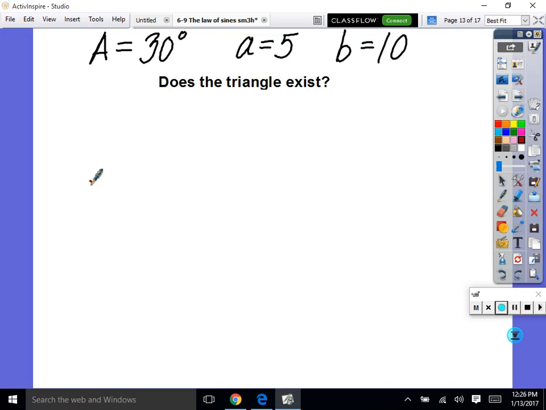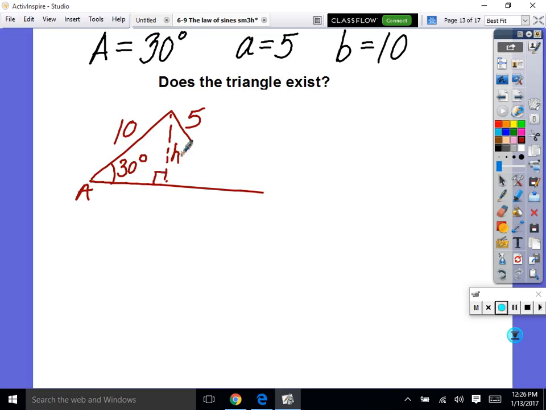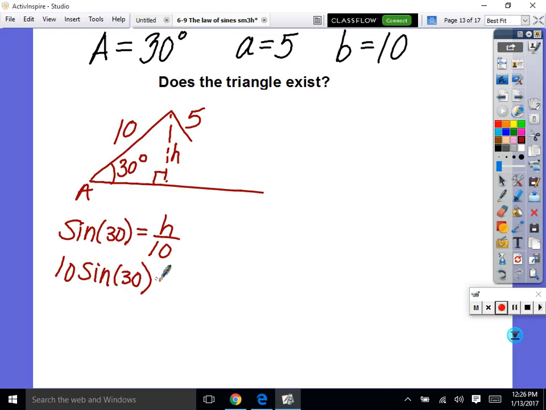So once again, we would draw our line, go up 30 degrees, cool. So this is A, side A is 5. Side B is 10. Let's figure out our height. Because this is a right triangle, we use opposite and hypotenuse. So that's sine of 30 equals opposite over hypotenuse. So 10 sine of 30 equals h, the height. So what do we get? 5.